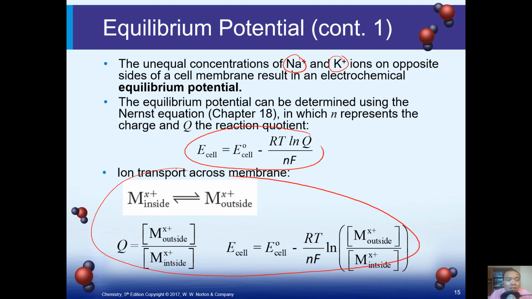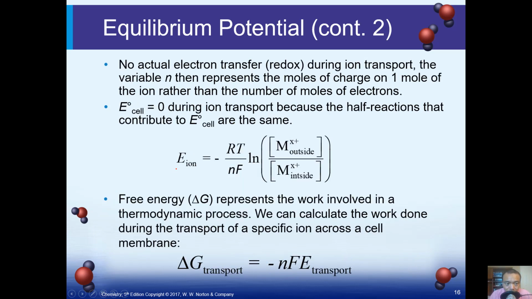But do remember, the equilibrium potential or the cell potential is generated by the difference between the concentrations inside and outside the cell for the sodium ions or potassium ions. We are going to skip the details about the calculation for the equilibrium potential or the cell potential.